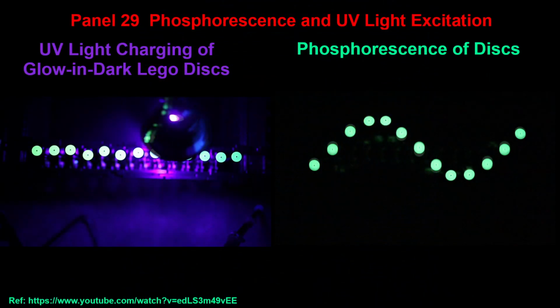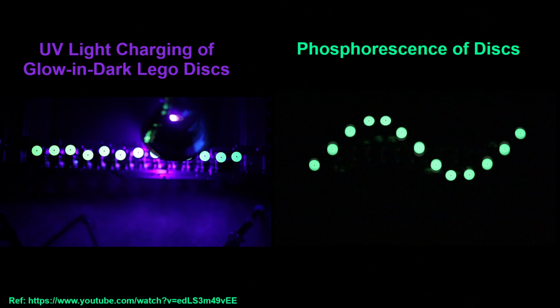Glow-in-dark Lego discs absorb UV light, promoting electrons to higher energy states. Instead of immediately releasing this energy, electrons enter an excited triplet state, where quantum mechanical constraints delay their return, causing a prolonged glow, phosphorescence. This stored energy is gradually released as light, distinguishing phosphorescence from rapid photoexcitation in plasma.